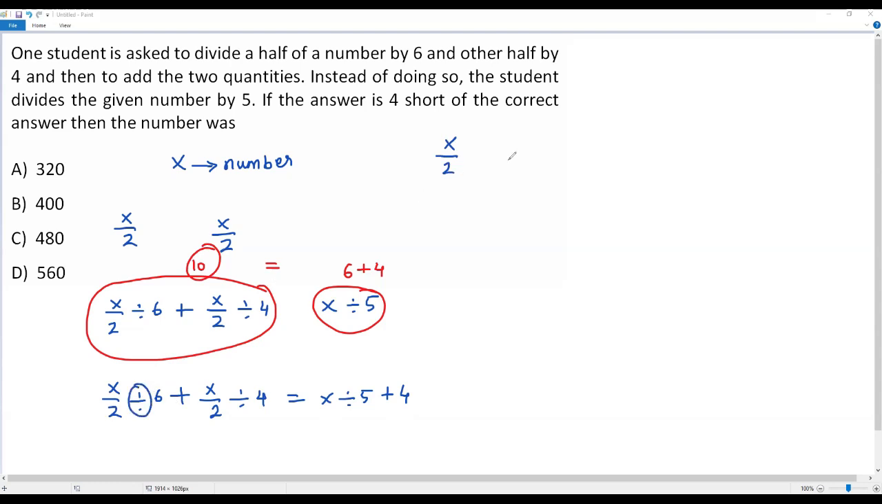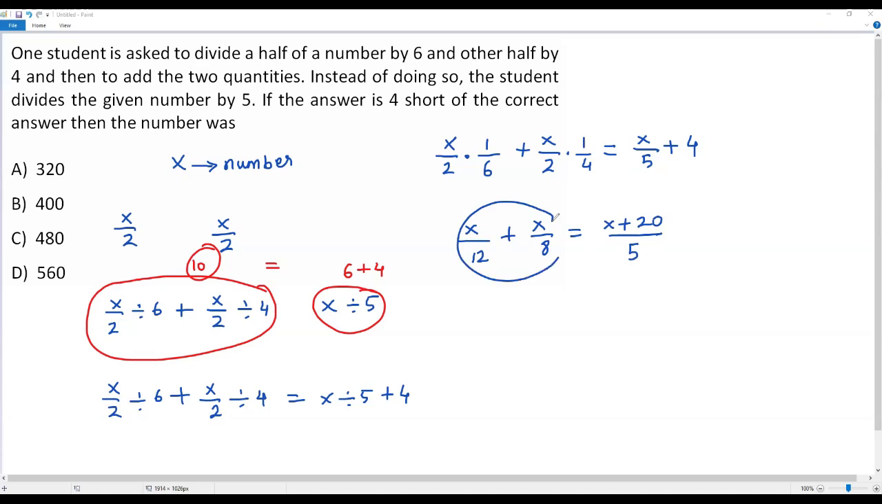Let me continue. We can change this division into multiplication, taking the reciprocal of this 6, so it will be 1 over 6, plus the same thing, x over 2 times the reciprocal of this 4, which is 1/4. Then it is equal to x divided by 5 plus 4. So x times 1 is x, and 2 times 6 is 12 over here, and here x over 8 equals to, now to add a fraction and an integer, we multiply the integer by the denominator of the fraction. Then I can take this 5 as a common denominator. I'm getting x plus 4 times 5, which is 20, that is x plus 20 divided by 5.